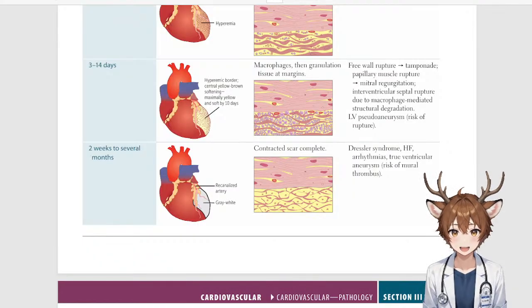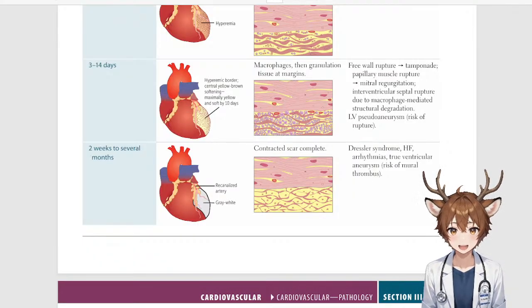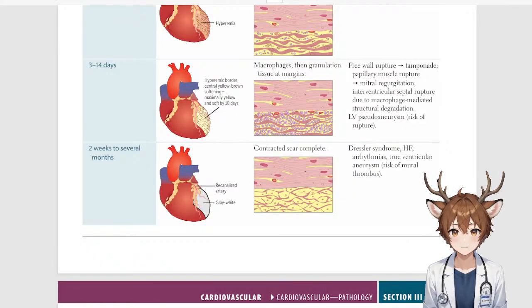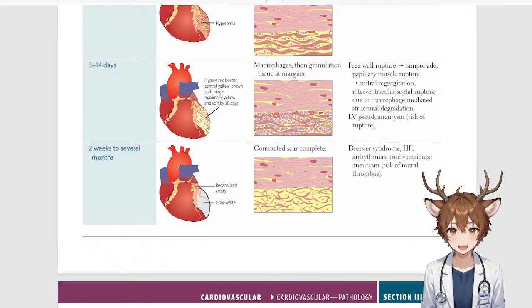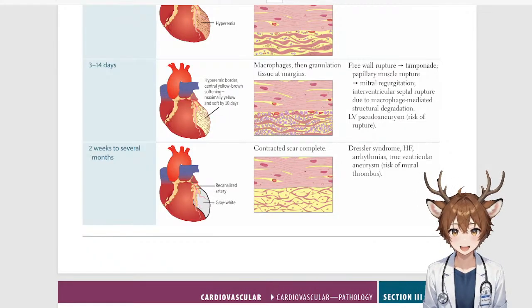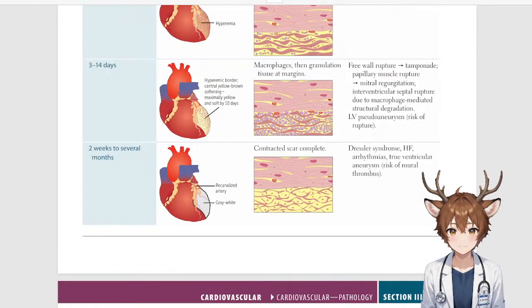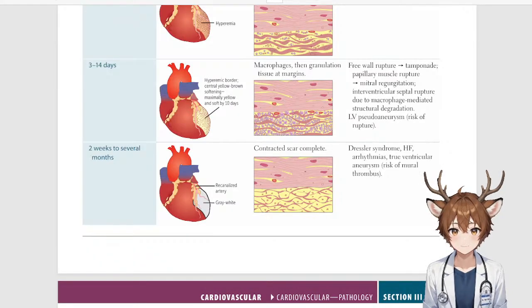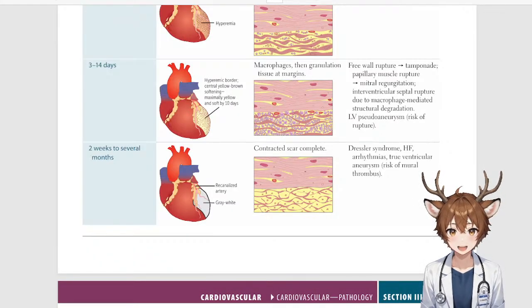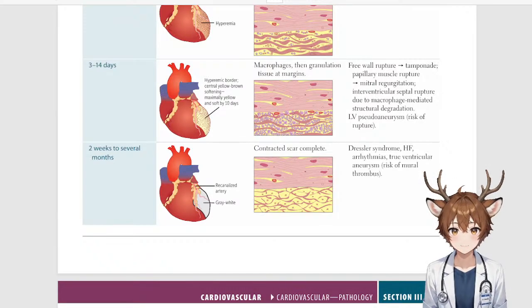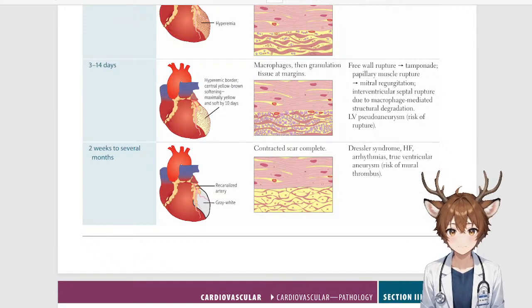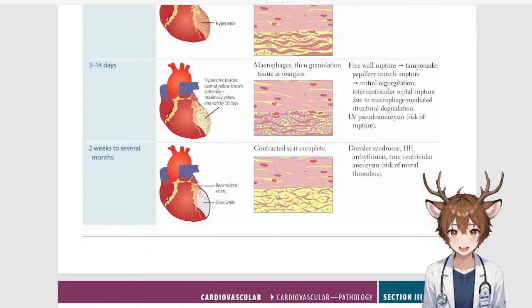So here's a big thing. We said before, within the first day, we have eosinophilia, reperfusion injury, that kind of thing. Day 1 to 3, we have neutrophils and acute inflammation, right? And then day 3 to 14, really the back end of the first week going into the second week, we have macrophages everywhere, eating up stuff, and that can cause all sorts of ruptures. Makes sense? And then after 2 weeks, we're going to have, it says right there, recanalized artery.